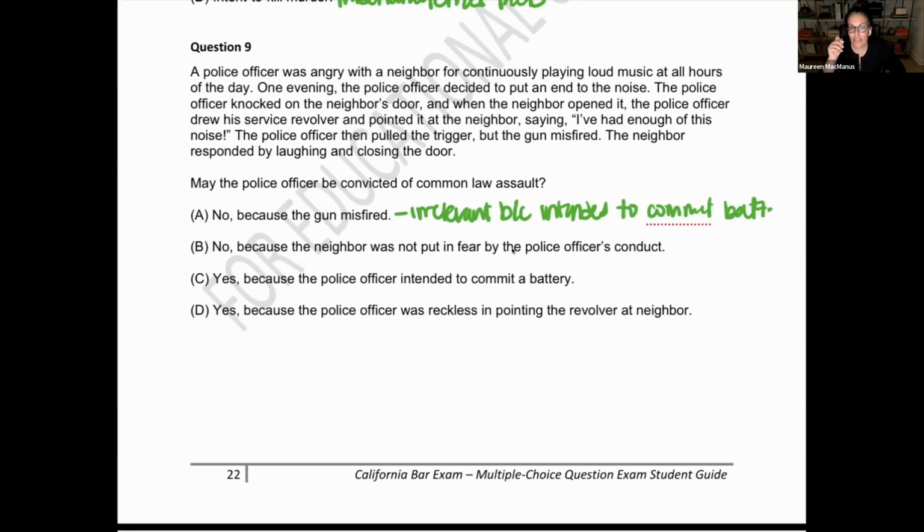C, yes, because the police officer intended to commit a battery. There's our answer, right, that we were predicting. And D, yes, because the police officer was reckless in pointing the revolver at the neighbor. This isn't required. So I'm going to say this is not required. And I'm going to say again, intent to commit battery.